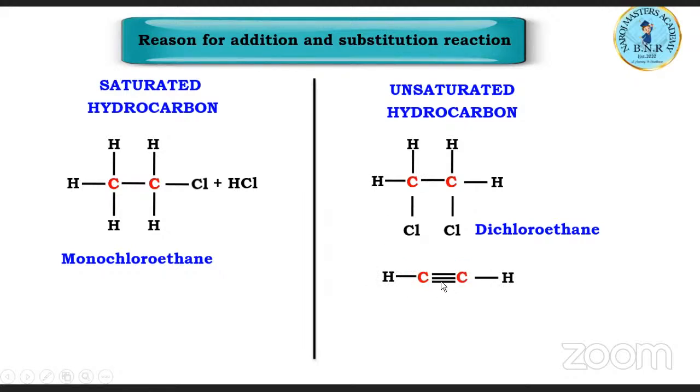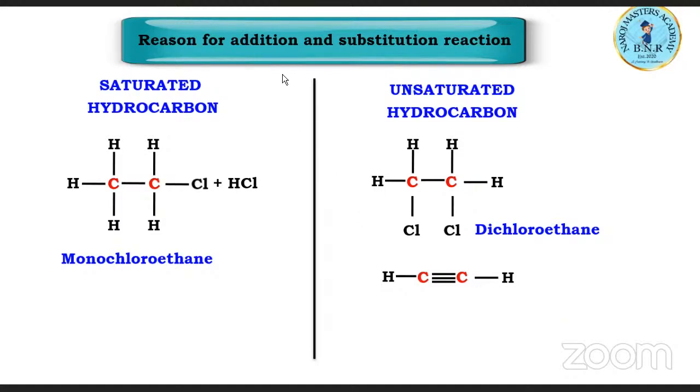Now can you say, for this, a triple bond structure is there. So what is the name of this structure first of all? Ethyne. Very good. So change into a saturated hydrocarbon first. It is not possible to directly change into saturated.